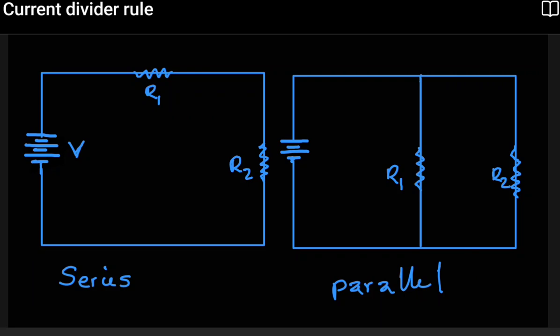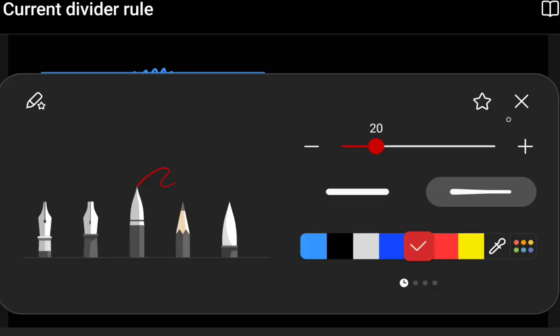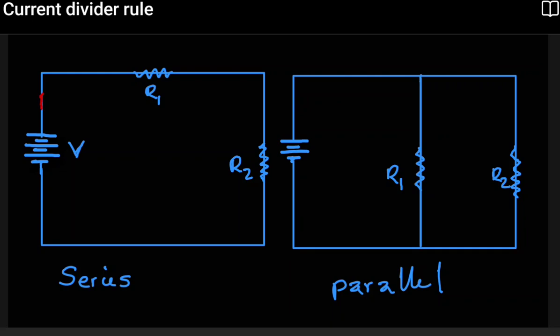Now, the current divider rule is used to determine the current that passes through a resistor if the resistors are connected in parallel. This is because in a series connection, if the current coming from the source is I, that same current will pass through the first resistor, and it will be the same current that passes through the second resistor R2. So in a series connection, the current in the line will be the same through all the resistors. So it will be the same as I.